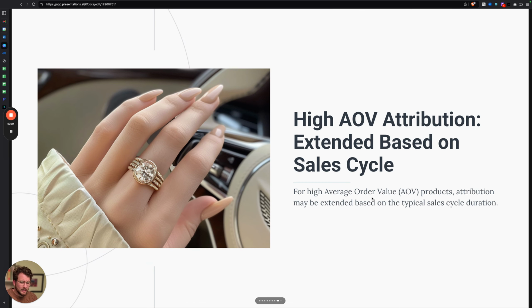All right, high AOV attribution. Again, we mentioned this. If you do have a more expensive product, don't be afraid to extend that attribution out a little bit. Just look at, hey, what is our average sales cycle length? How long from first touch point to purchase does it take? And that should be a good tell into whether you should have a longer or shorter attribution window for your ad platform.